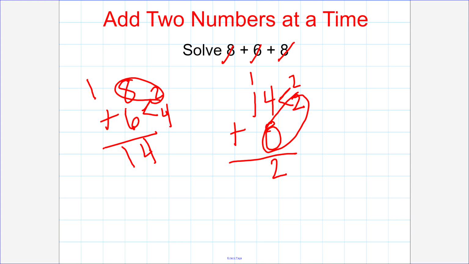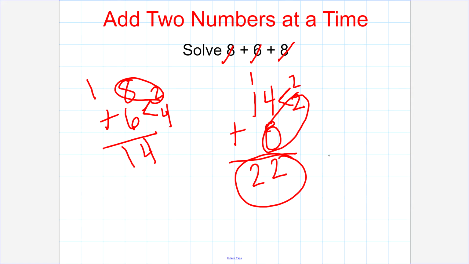Now look at the tens place. We have the 10 that we regrouped and the 10 that was already there from 14. How many 10s do we have total? Yes, 2 tens. So the answer to 14 plus 8 is 22. That is the answer to our entire problem, 8 plus 6 plus 8, because now that I've added all of the numbers, I found the answer, 22.